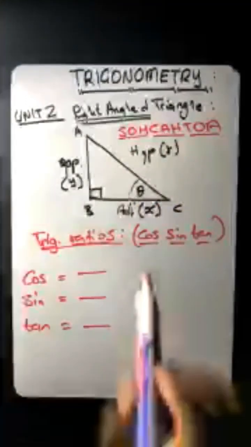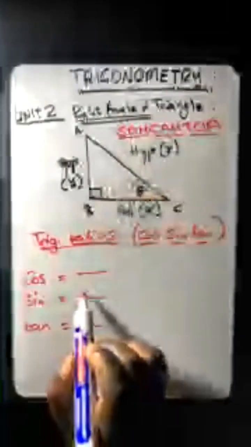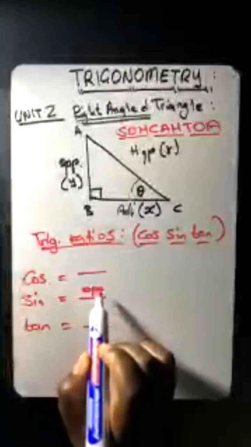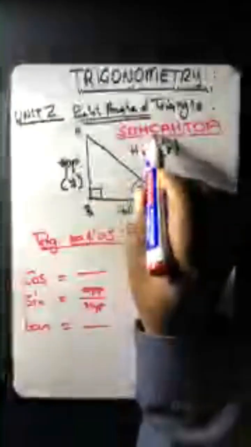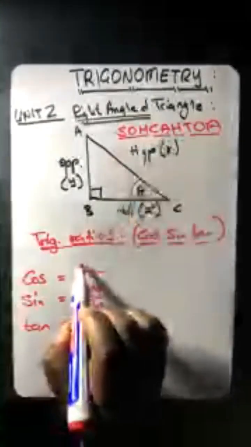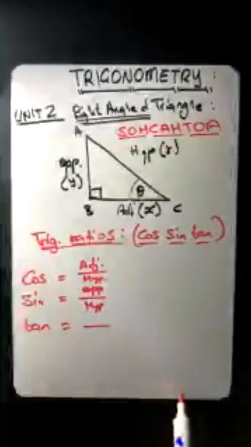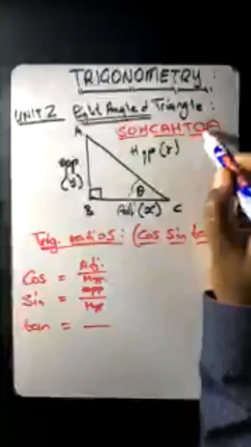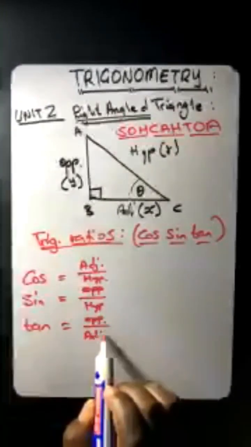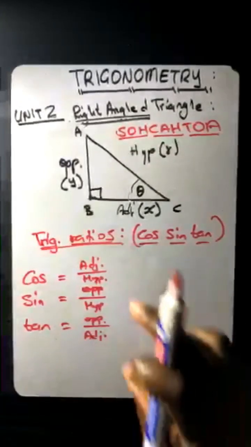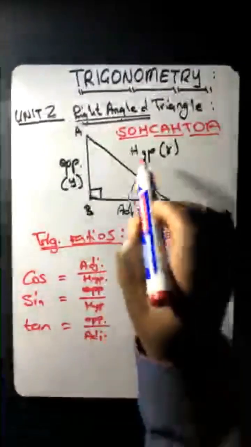So let's see. For sine, it's O for opposite over H for hypotenuse. For cos, it's A for adjacent over H for hypotenuse. And then let's go to tan, meaning O for opposite, and then A for adjacent. So these are the trig ratios now represented in their names.